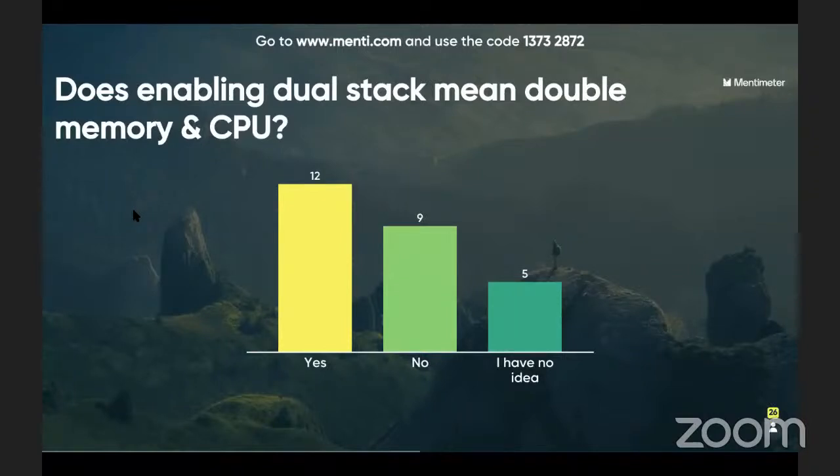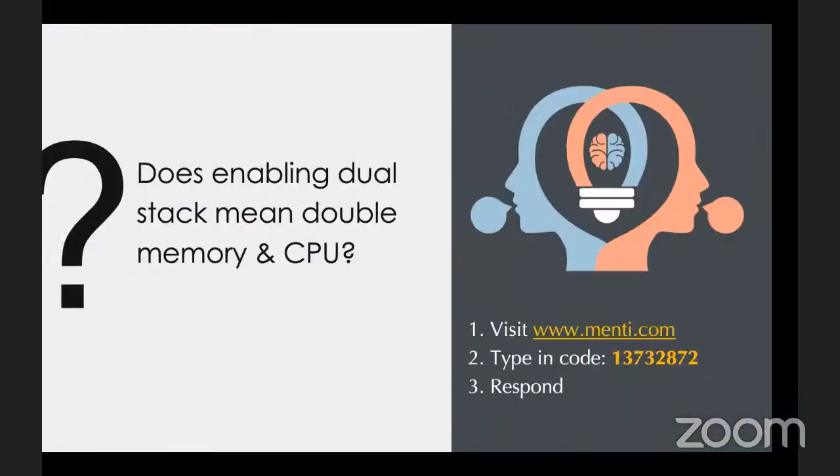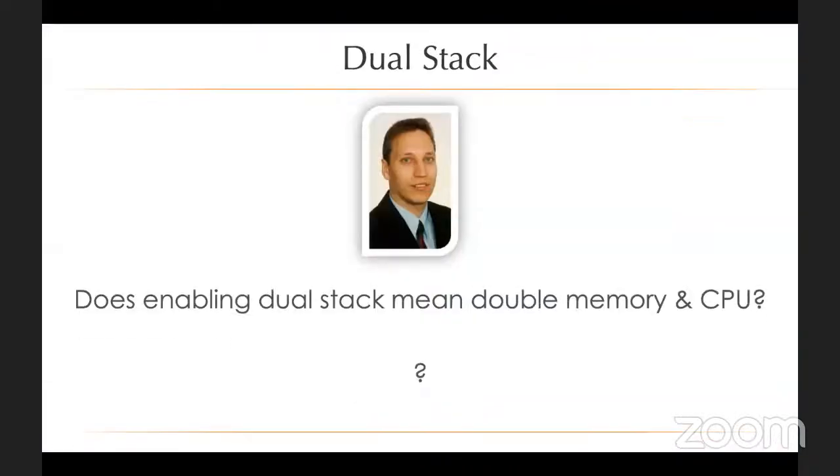Make your selection. So do you think that by enabling dual stack, let's say in the router that you have, it means that you're going to have double utilization? For example, right now, if your CPU utilization is at 10%, are you going to get to 20, 30% if you enable dual stack? So I can see most of us are saying yes. And I'd like to take this opportunity to ask Jody to give us his comments on this.